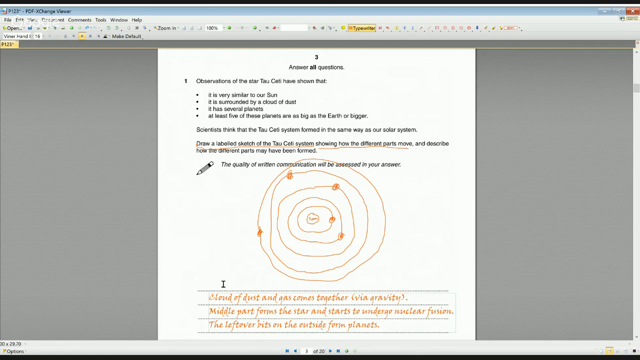Now, actually, that's more than we need for the 6 marks. We've got our labeled diagram, and we've given a little bit of detail already. So probably 2 of those statements will be enough to get the 6 marks here. So as I say, not a lot for 6 marks, but the key here is to understand that it's not a trick. It's asking us to talk about our solar system.